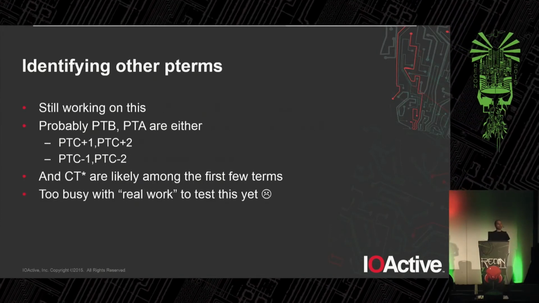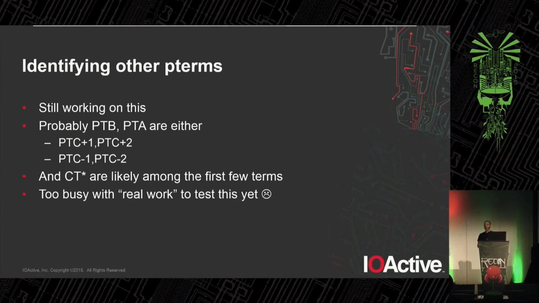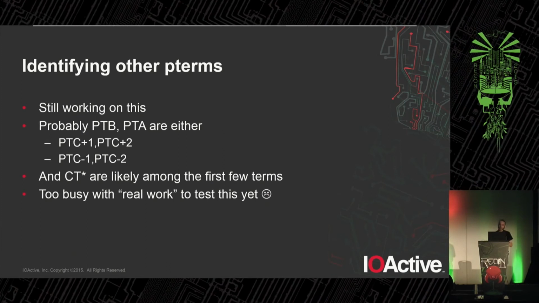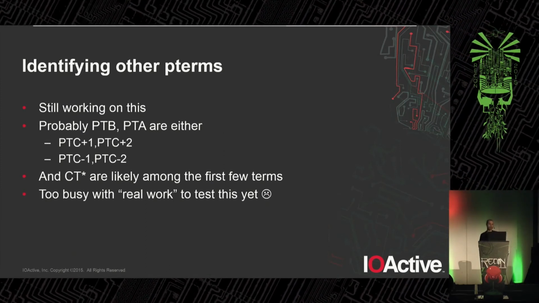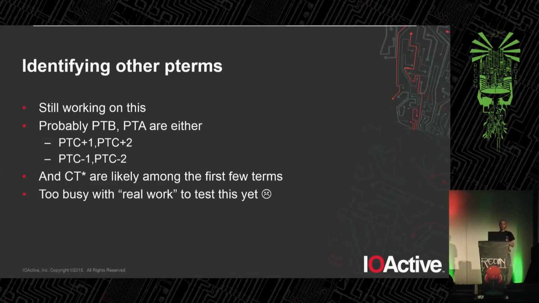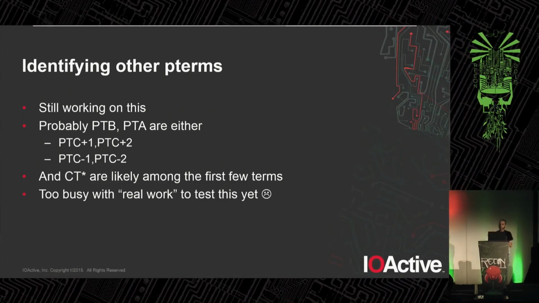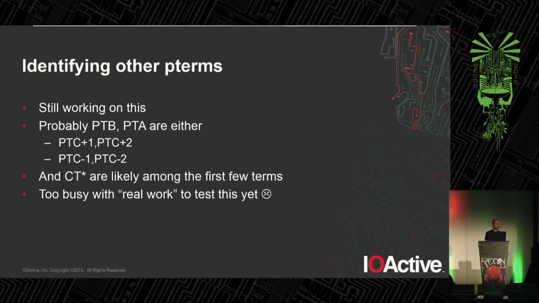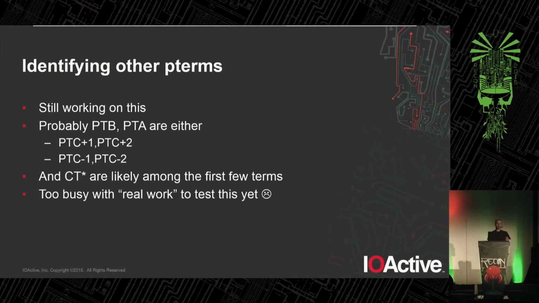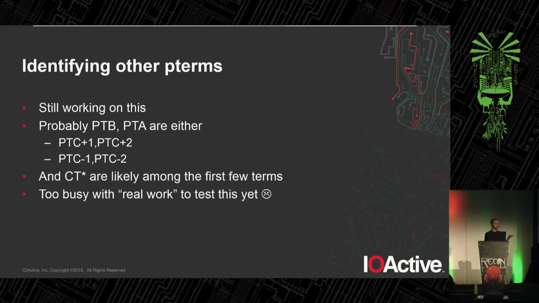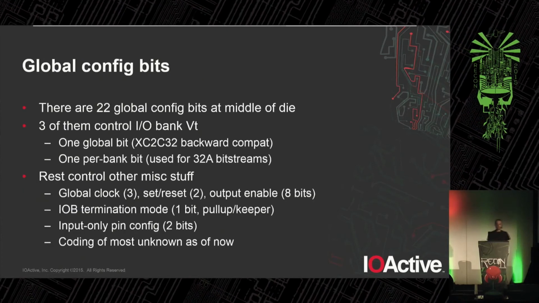Unfortunately, I have things called customers that kept me from working on this project as much as I would like, so I never actually figured out what product terms A and B are. I'm pretty sure that they're either just above or just below product term C. I don't know which. The control terms, if you remember, product term C is 3n plus 10. So below number 10, none of these terms are actually being used for anything in PTABC. So the control terms are probably among the first couple of terms. But again, I have not actually had time to figure out which is which.